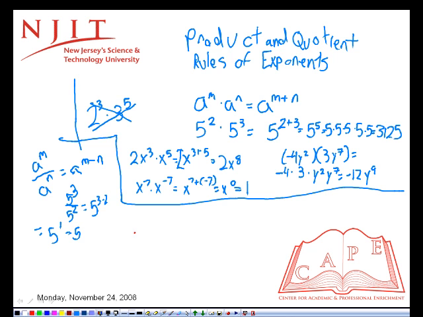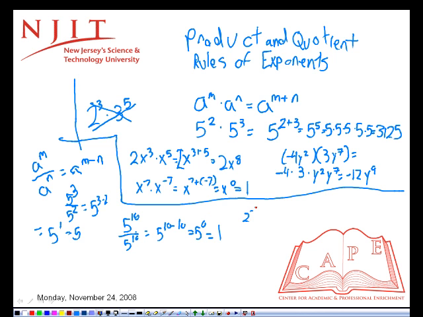Some further examples of this: 5 to the power of 10 divided by 5 to the power of 10 is equal to 5 to the power of 10 from the numerator minus 10 from the denominator, which is 5 to the power of 0, or 1, which is what we would expect from dividing a number by itself.